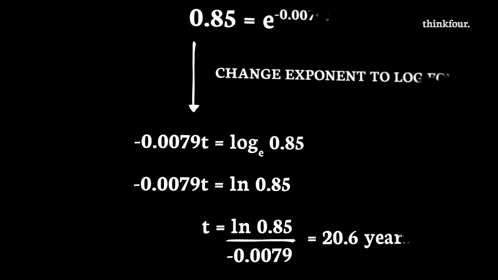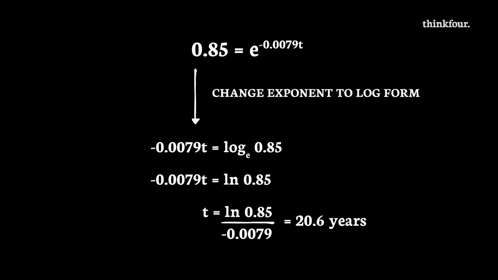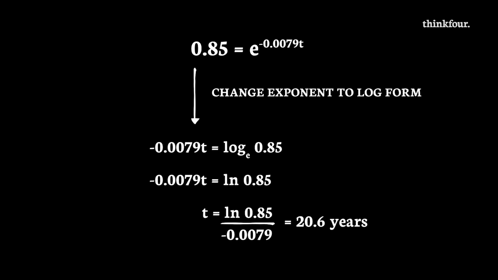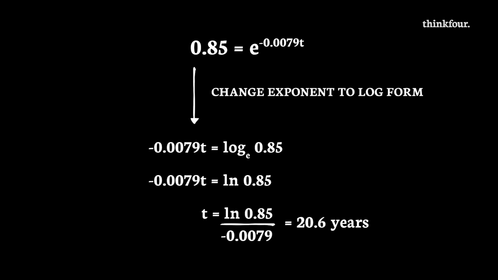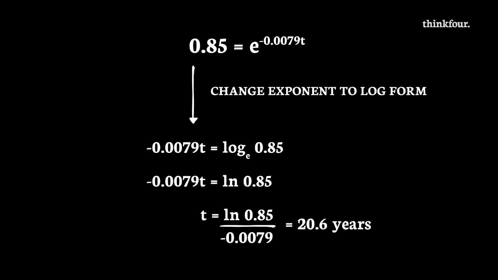The first way is to change the equation out of exponent form and into logarithmic form. The power, negative 0.0079 t, equals log to the base e of 0.85. Log to the base e is the natural logarithm, written ln. Now we can solve the equation and get t equals 20.6 years.